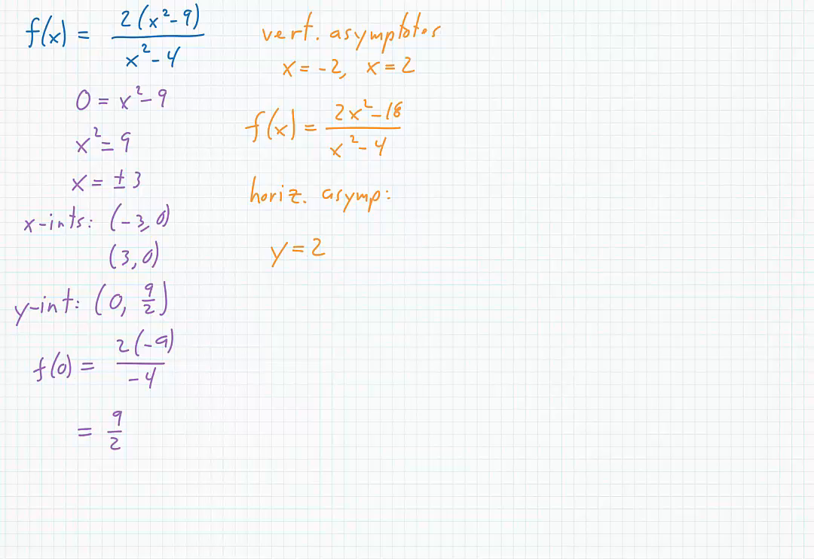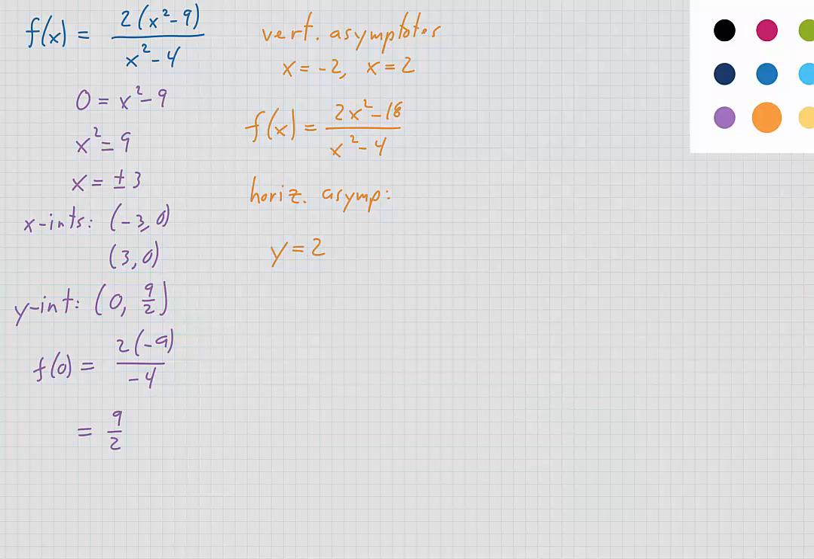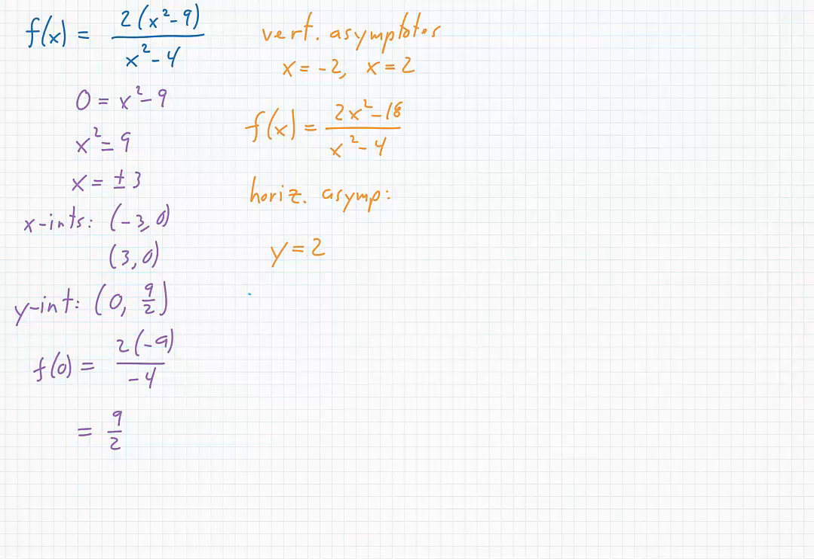The first derivative will allow us to determine where the function is increasing or decreasing, and we can also use that information to determine where we have relative extrema, if any. So f prime of x is going to be equal to, and I'm going to put a little check mark here by f of x. I'm going to use this version of f of x, 2x squared minus 18 over x squared minus 4, because it's going to be a little bit easier for taking the derivative.